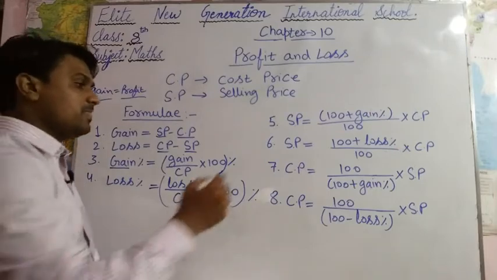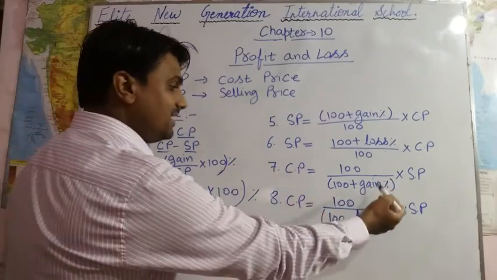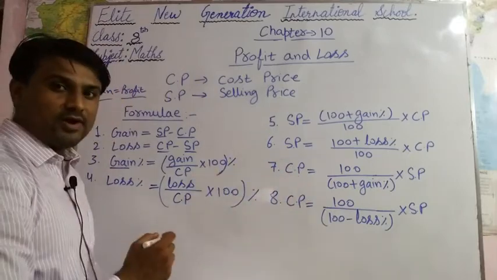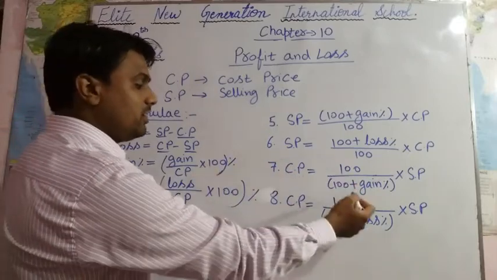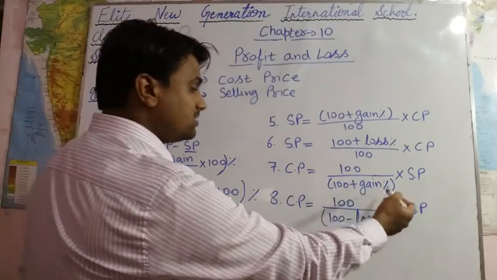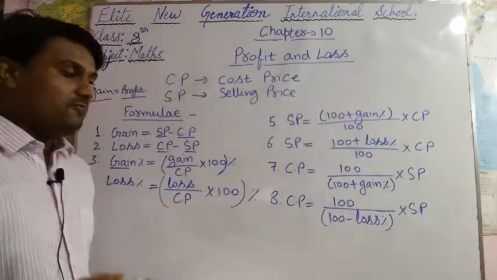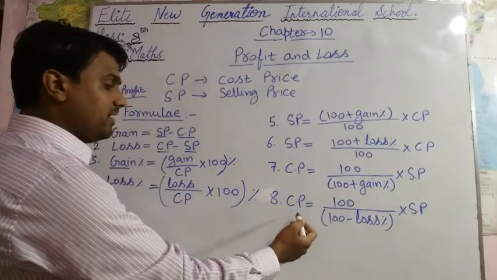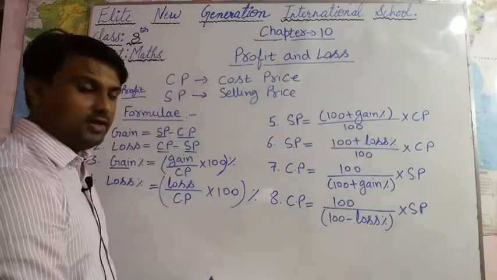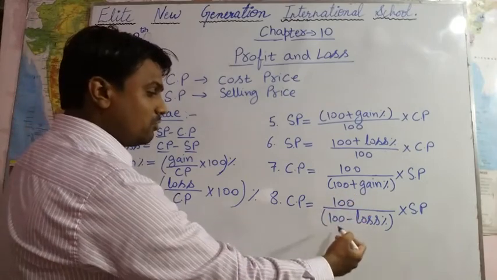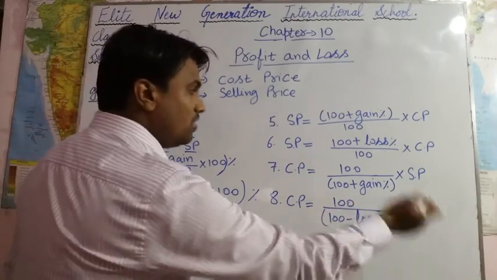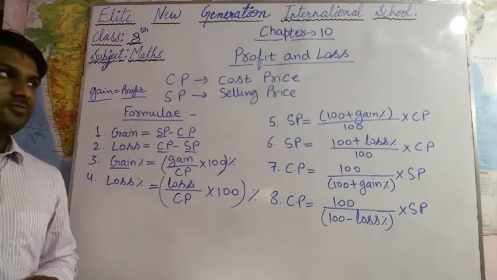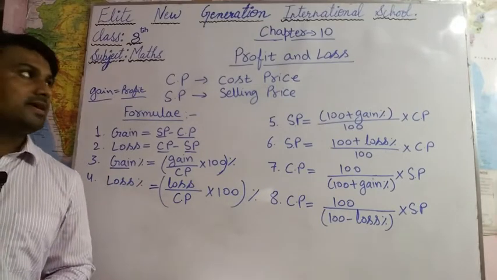Now when we are given gain percent and SP and we want to find CP, the formula for finding CP is CP equals 100 upon 100 plus gain percent into SP. And when we have loss percent and SP and we want to find CP, the formula will be 100 upon 100 minus loss percent into SP. So these are very important formulas. On the basis of this we can start our exercise 10A.